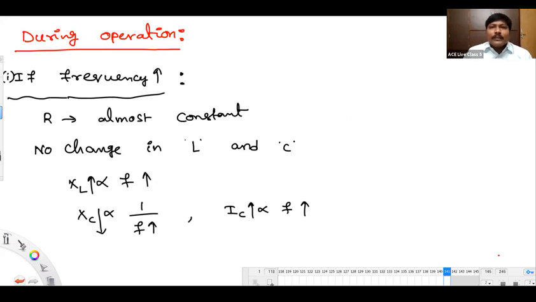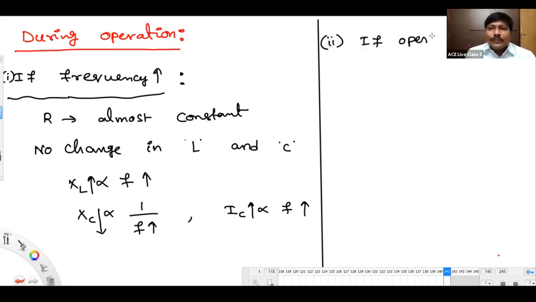Okay, next thing. If operating voltage increases, what will happen?